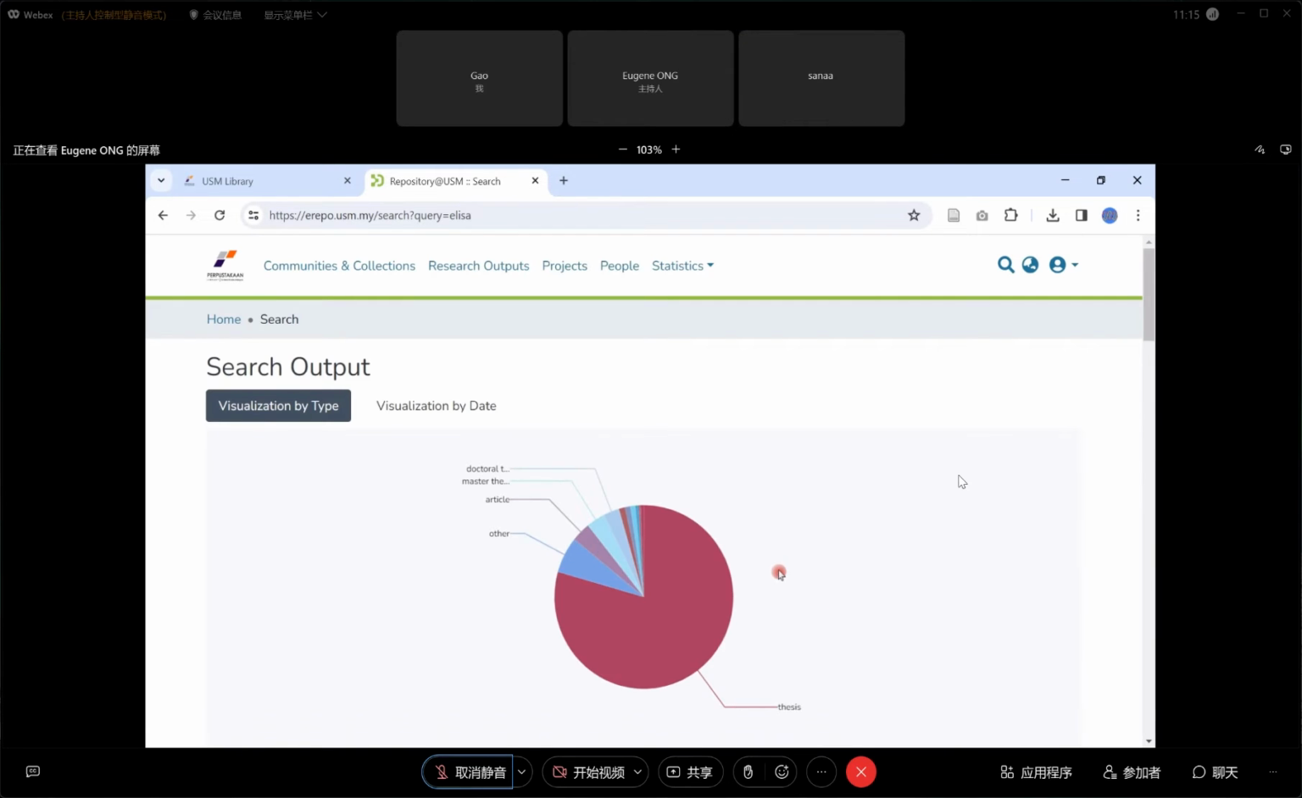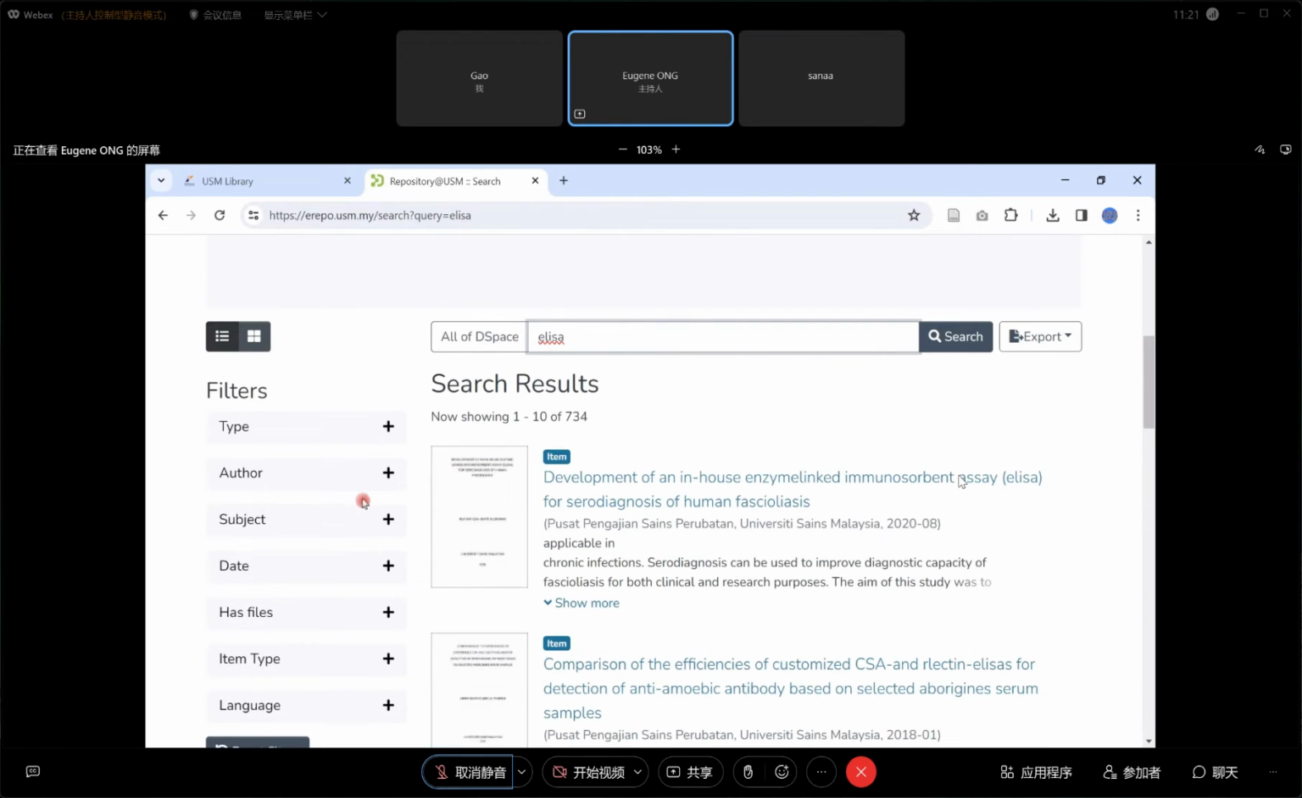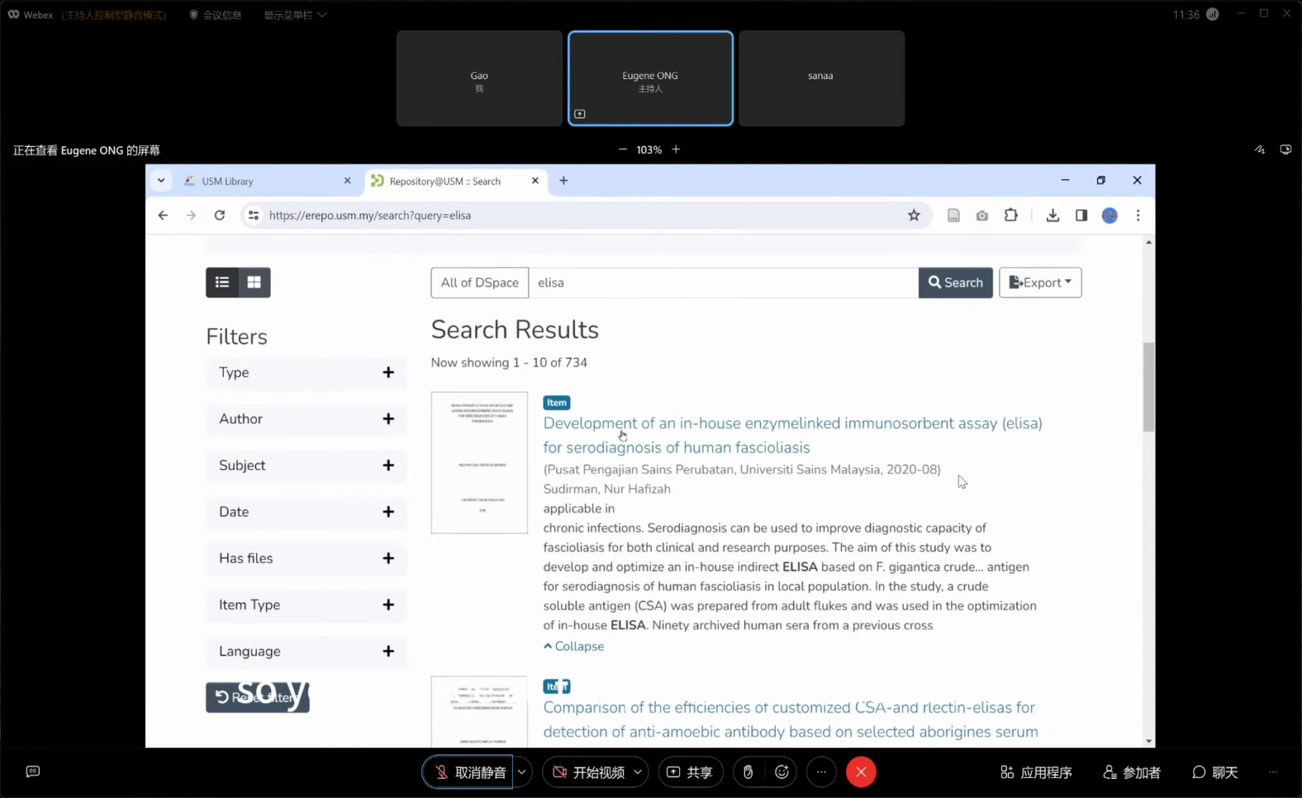ELISA. And these are all the articles about ELISA that you can download. So these are from master's level and sometimes undergraduate level as well. I think mostly a master's level. So you can see all the previous students' ELISA. So for example, this one is from 2020.